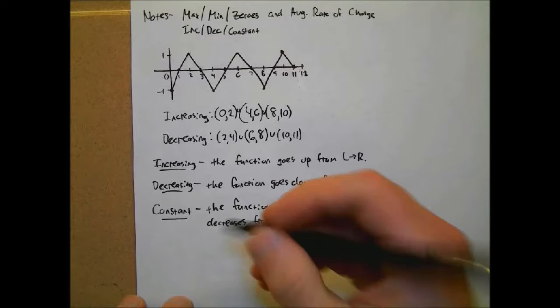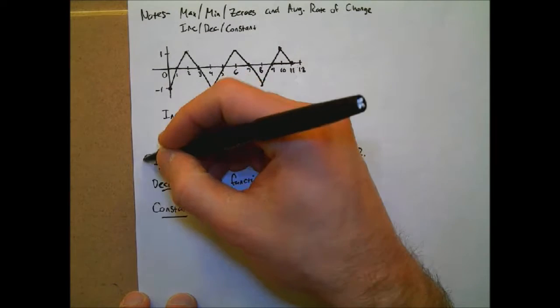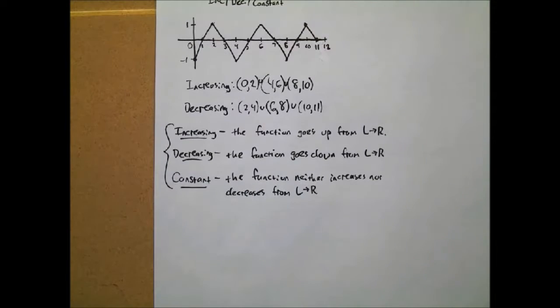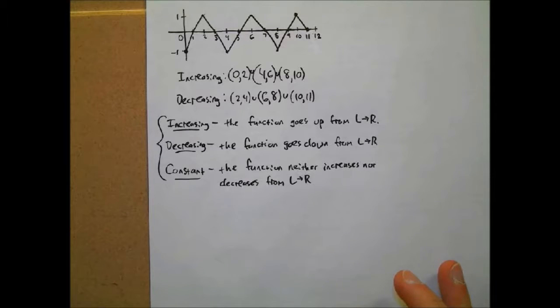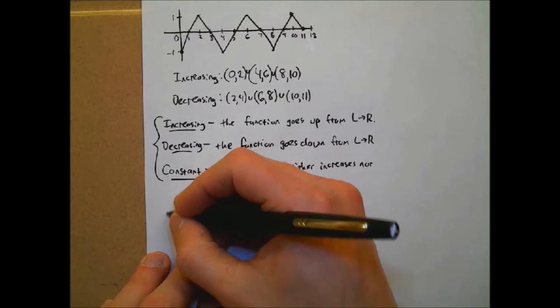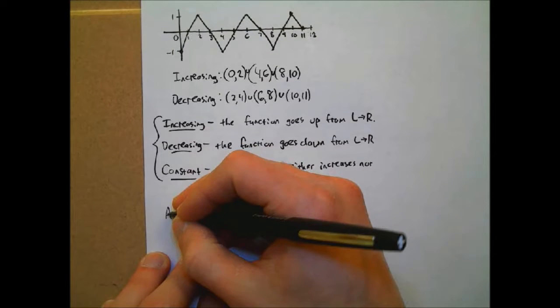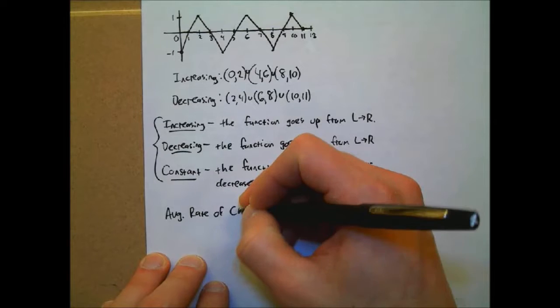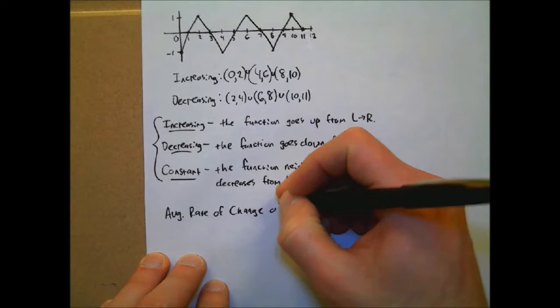So that was the increasing, decreasing, constant behavior. We kind of lump those all together there too. Okay. Another kind of important calculation that we should be able to do is something called average rate of change of, and we'll just call this of f.